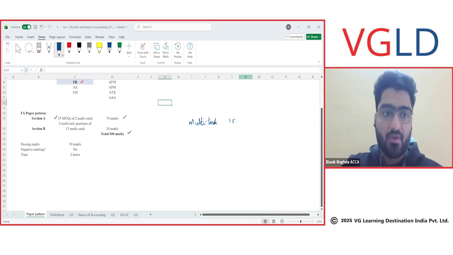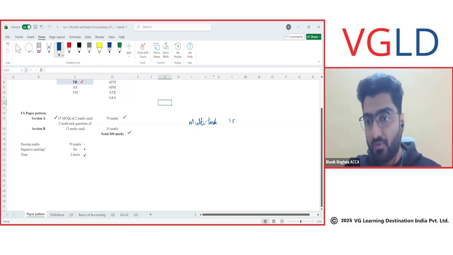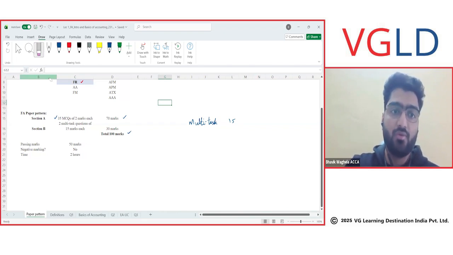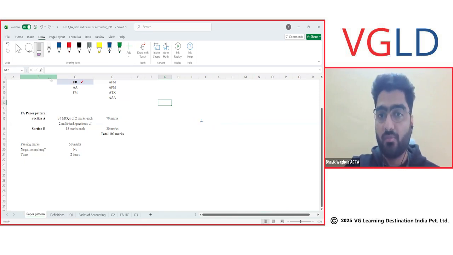Sir, what is the minimum passing marks? 50. To clear FA paper, you need to score at least 50. Sir, is there any negative marking? No. And what is the total time available? 2 hours. The total time available is 2 hours for the 100 mark paper. Everyone understood? Meaning to say, you have to complete your entire 100 mark paper in 2 hours.